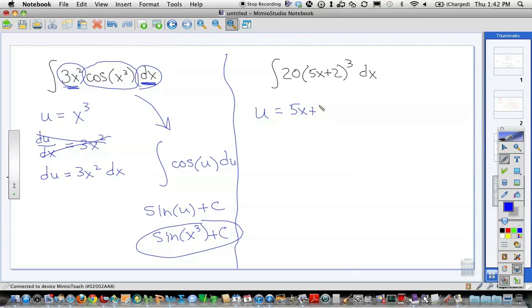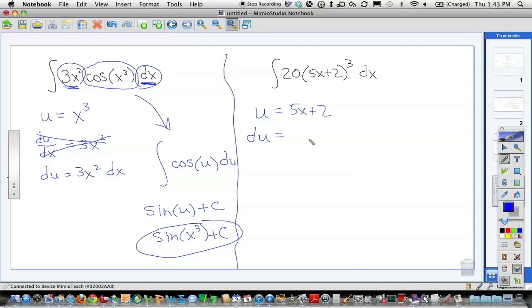5x plus 2. Now, you're going to come to find out as we do these that a lot of them, you're going to say, hey, let's try u equals this. Oh, it doesn't work. Well, let's try something else. And you're going to get better through practice of what to let u equal, or if you're supposed to use u substitution, whatever.